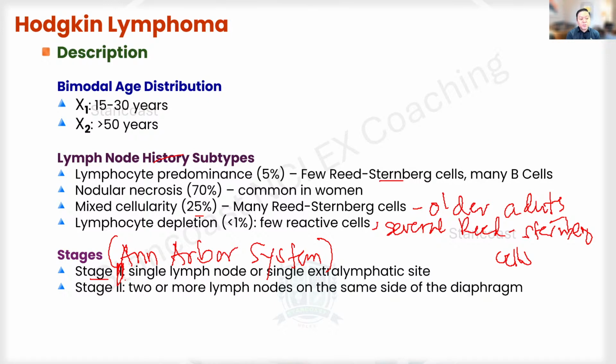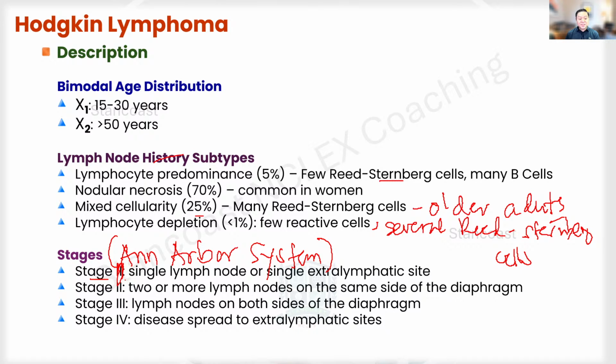And then we also have stage 2, which simply means that the cancer is found in 2 or more lymph node areas. And this is going to be found on the same side of the diaphragm. And we also have stage 3, which is basically the cancer has been found in both sides of the diaphragm.